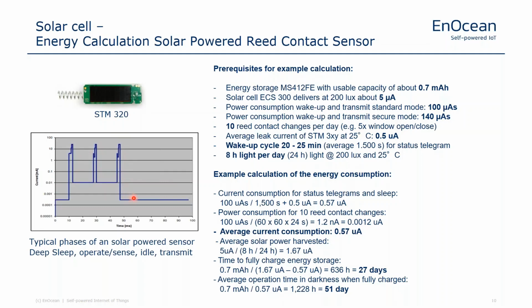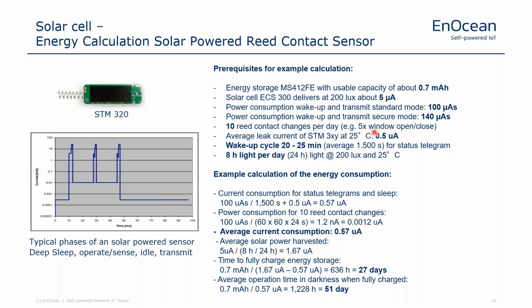So there are multiple phases, and for the calculation, all these phases have to be calculated. In addition, the capacity of the energy storage is required. The solar cell parameters are required, like 5 microamp for 200 lux. The power consumptions for the peaks I have shown before are 100 microamp-seconds for the transmit. For the secure one, we need some more, 140.